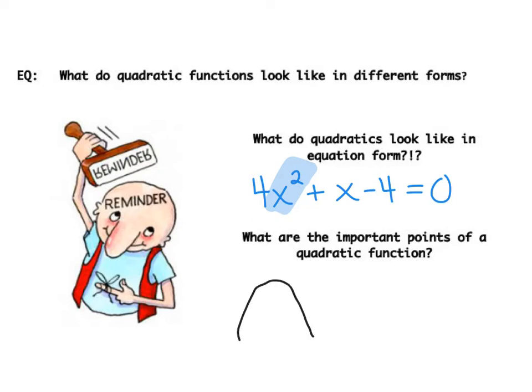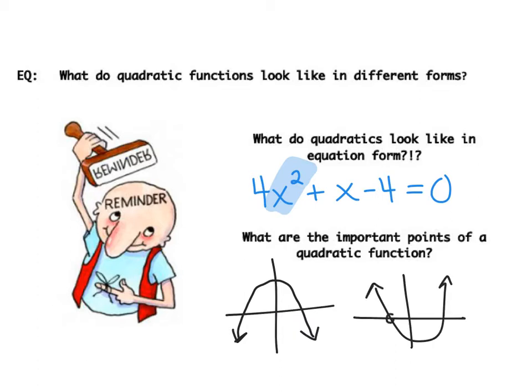What are the important points of a quadratic function? Well, function, now I'm talking two variables, so this is something I can graph on a coordinate plane. I could have a parabola that opens upward or downward. And what are the important points that I talk so much about? They would be my zeros or my x-intercepts, my vertex, which is going to be my minimum point in this one. Over here, the vertex would be the maximum point. Where it crosses the y-axis is also super important, and that would be our y-intercept.